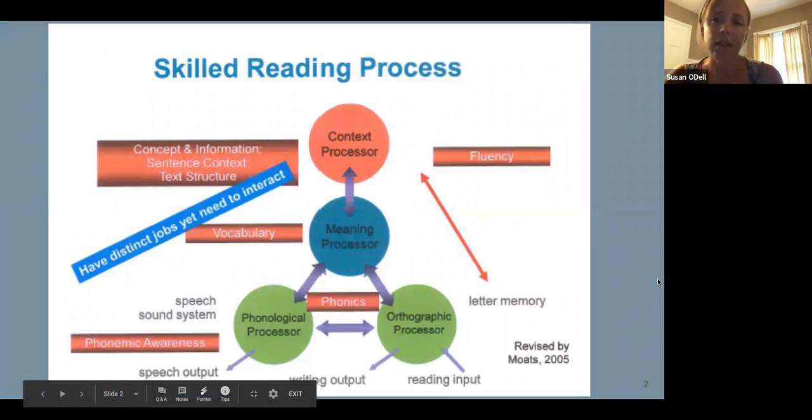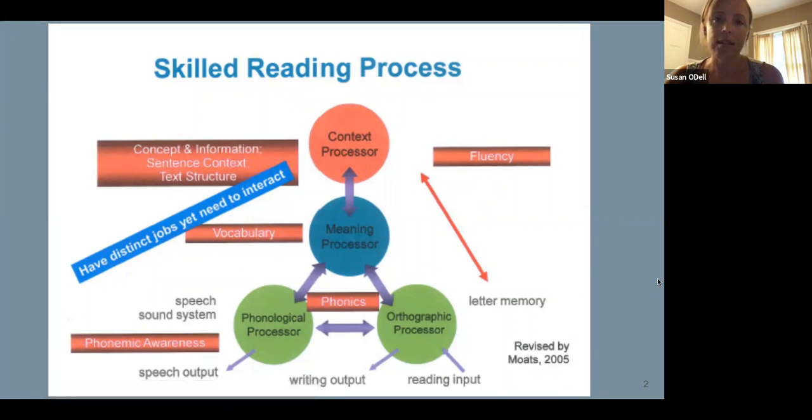This graphic may look familiar to you. This is Seidenberg and McClelland's four-part processing model from 1989. What this processing model helps us understand is that there are different processors in the brain that assist students in being able to read words.